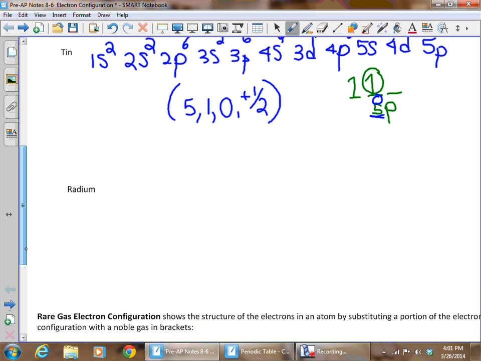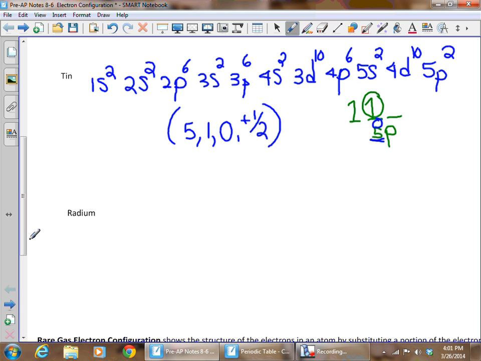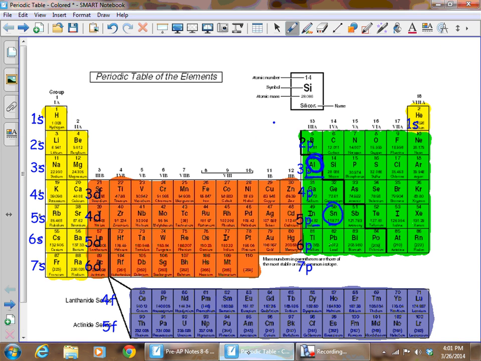Finally, radium. If you can do radium, you can do any of them. Radium, if we look back on the periodic table, it's right here. Radium, once again, is going to have all of the energy levels, sublevels, up to and including 7s. Radium is a 7s element.